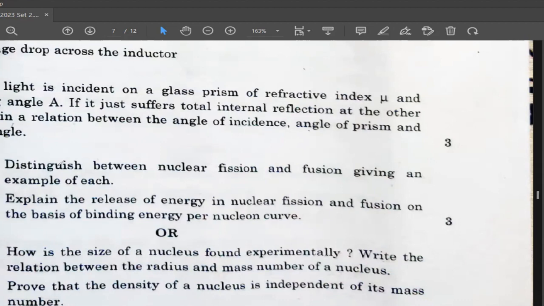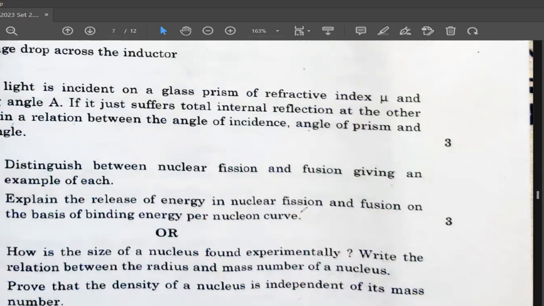Next question, question number 28. Distinguish between nuclear fission and fusion. You must have done this. Fission means splitting of the heavy nucleus into two smaller nuclei. Fusion means fusion of two lighter nuclei into a big, stable nucleus. Give one example of each.